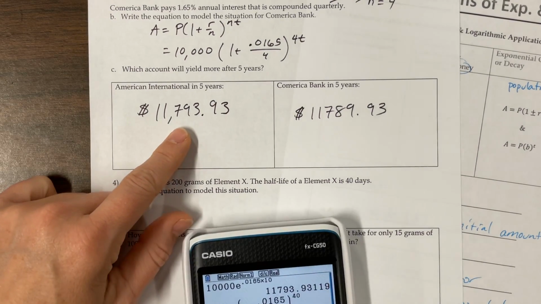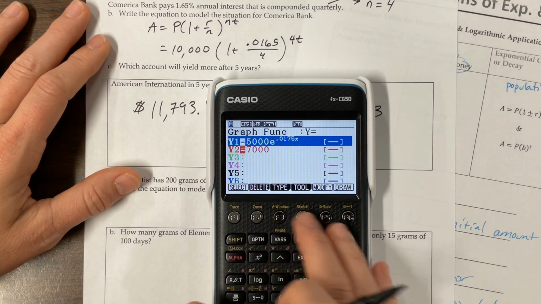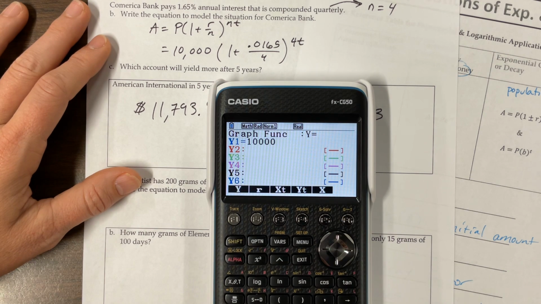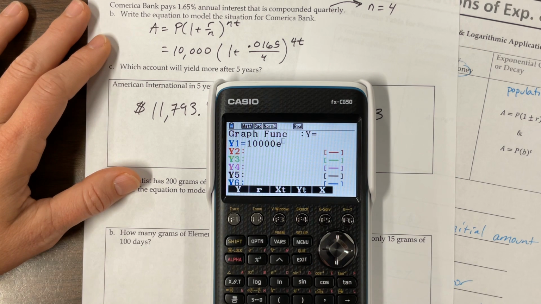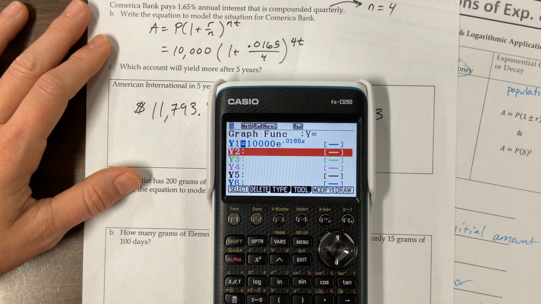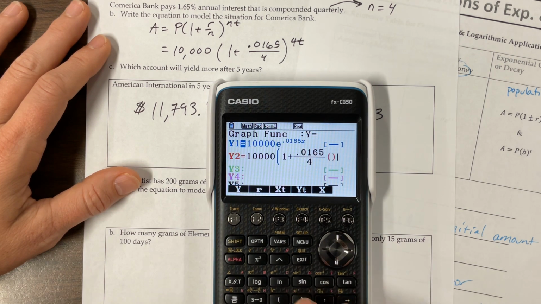So what we would find is, okay, now I wish I had typed them in over here. We're going to delete this. We're going to delete this. We have that 10,000. I just want to show you that they would cross somewhere. Shift natural log, e to the 0.0165x. Right, that was that first equation. And then the other one is 10,000 times (1 plus 0.0165 over 4) raised to the 4x.